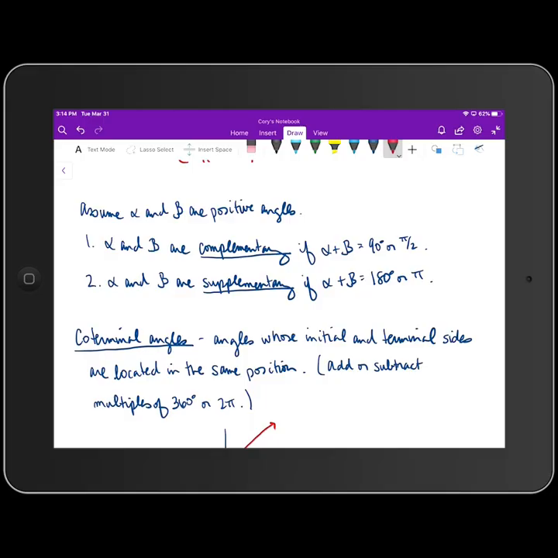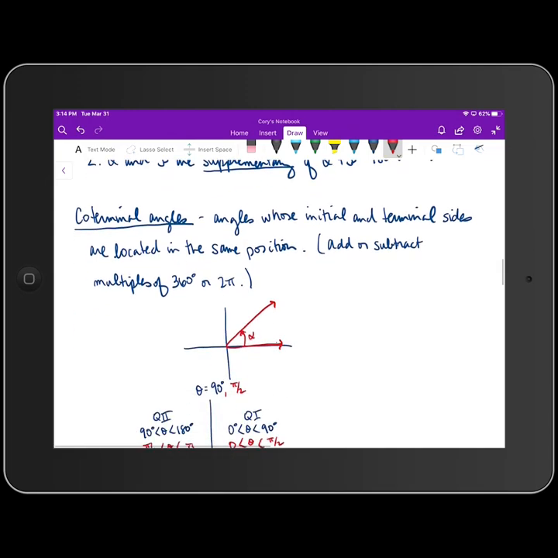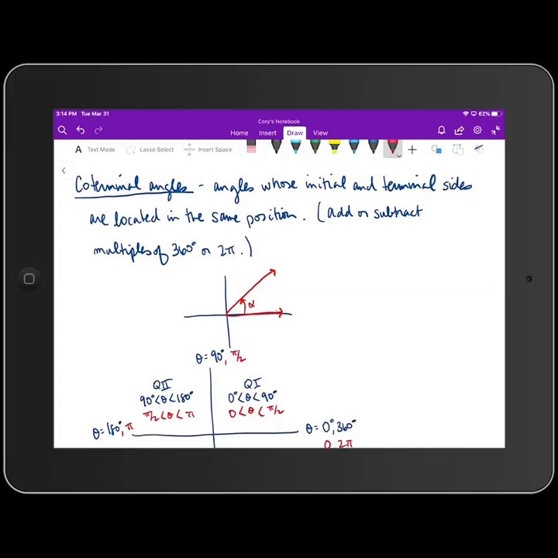Okay, and the two angles alpha and beta are supplementary if the measure of angle alpha plus the measure of angle beta is equal to 180 degrees or pi radians. And again, with this definition, both angles alpha and beta have to be positive. All right. Next definition is dealing with coterminal angles, and you're going to hear this phrase pop up a bunch in this unit. Coterminal angles are angles whose initial and terminal sides are located in the same position.